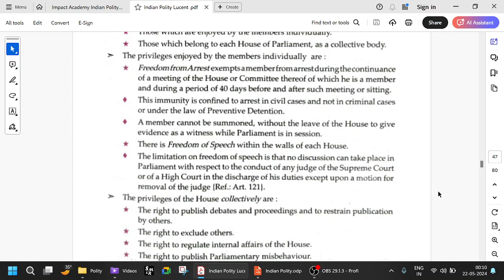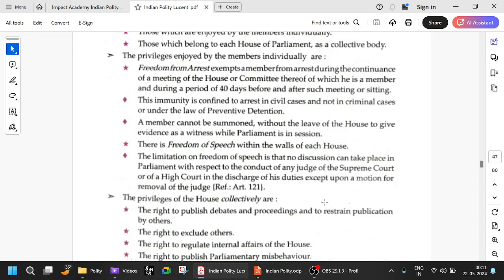Otherwise, whatever conduct of the Supreme Court or the High Court judges, like the Chief Justice does something, okay, he gives a bail to someone, or he gives an order, and all those things, that is his discretion. Okay, you cannot question those things. You cannot ask in the Parliament why bail was given. So once the court has taken a decision, it is final. So that is why the judiciary has a lot of powers.